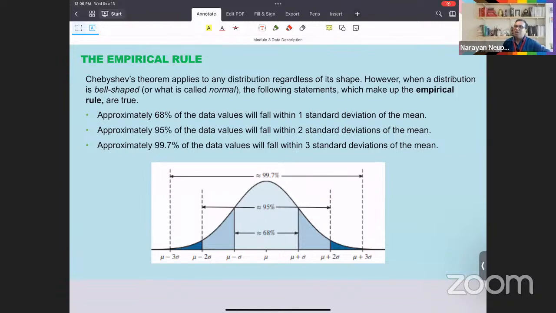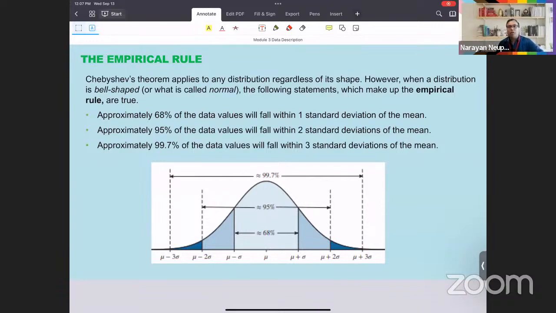In the empirical rule, the distribution must be normal, okay? Your distribution must be normal. You can use Chebyshev's theorem for a distribution regardless of shape. However, when the distribution is bell-shaped, you use the empirical rule. The second difference is that in Chebyshev's theorem, you calculate the minimum percentage, like that formula, if you remember, 1 minus 1 over k squared times 100%, right? That gives the minimum percentage of the data.